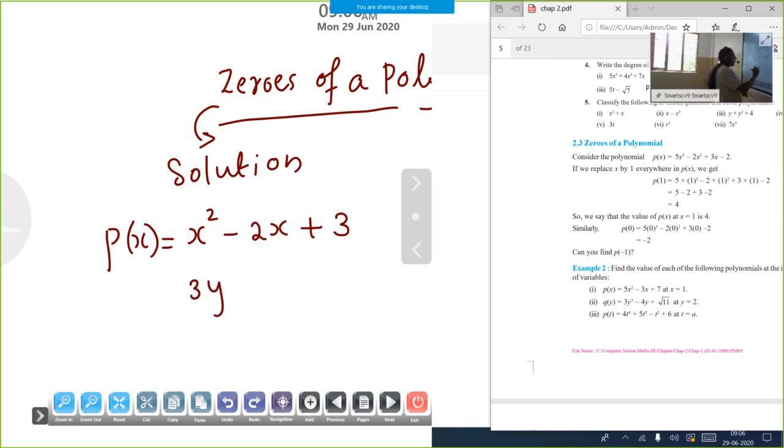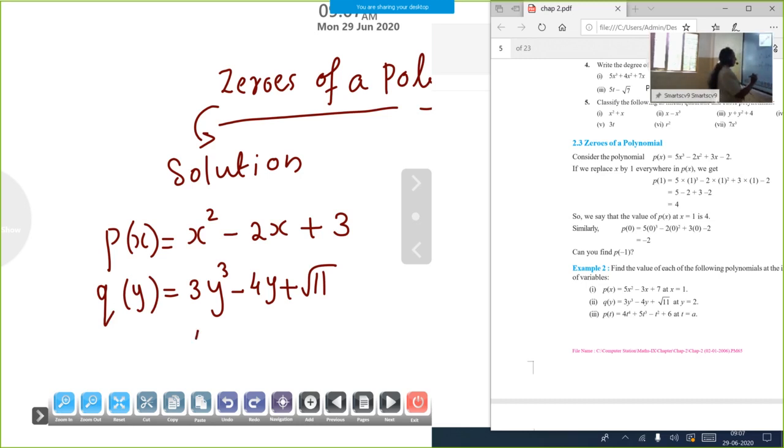When I write 3y cube minus 4y plus root 11, this is also a polynomial, of degree 3. You know that it is a cubic polynomial. How do we represent it? As q of y, because the variable is y.